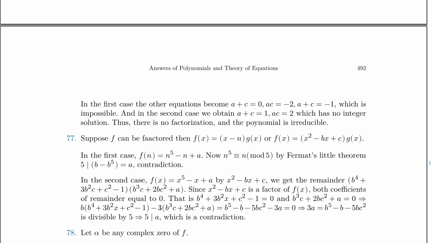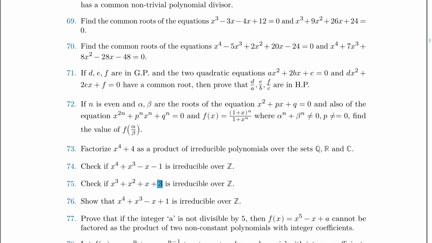Multiplying, b times the first expression minus the second gives b to the power 5 minus b minus 5bc square minus a is equal to 0. That is, a is equal to b to the power 5 minus b minus 5bc square, which is divisible by 5. It means that 5 is divisible by a, which is a contradiction, and therefore our proof is complete.